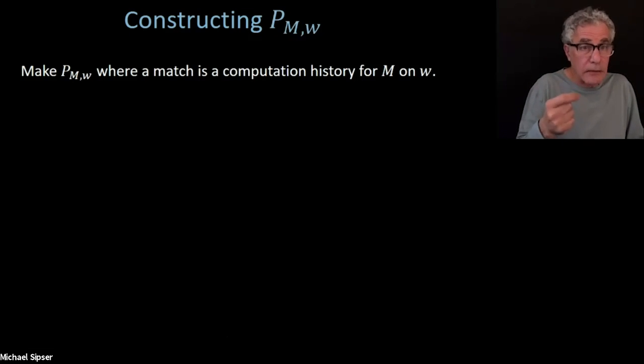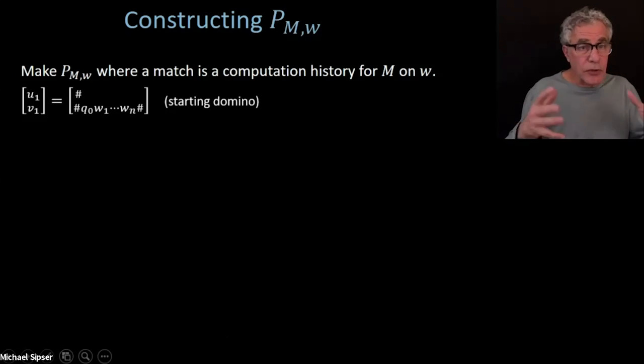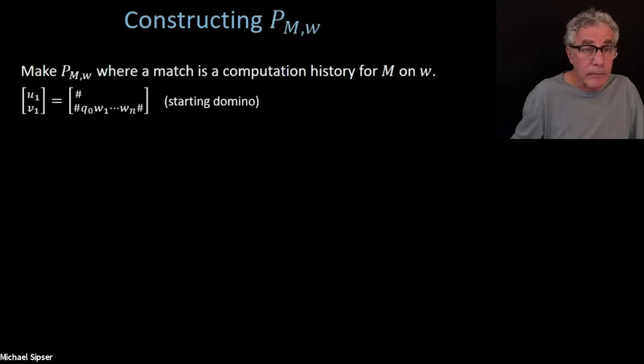My starting domino, as I told you, is a special starting domino in my collection, which is going to require the match to start with that domino. It's going to be this one here. It's going to have these two strings in it, and you can see already it's starting to look like a computation history. The dominoes are going to have that feature. It's the pair of strings, and I've written it to help you see what's going on: a pound sign on the top and the starting configuration for M on W on the bottom.